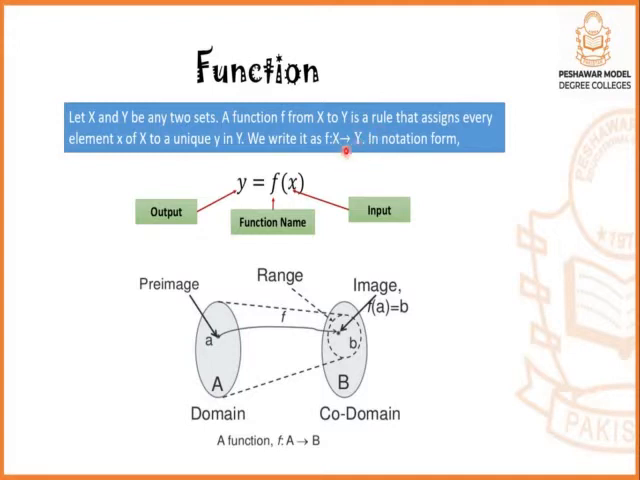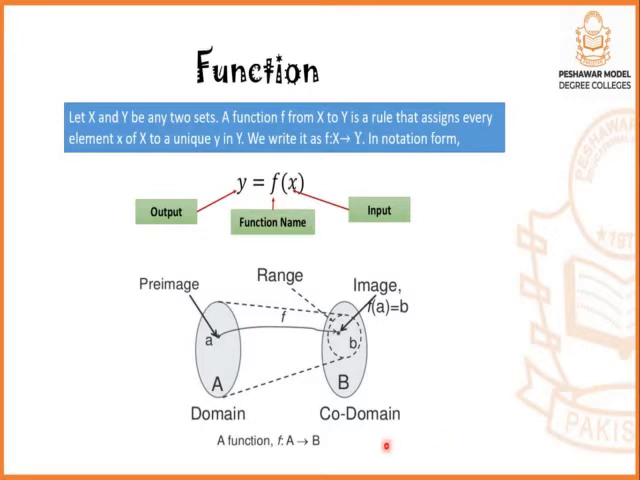So it can be written as f of x is equal to y or y is equal to f of x. If we give the value of x to function f, we get the value of y. So here x is an input and y is an output. F is the function name. It can be any other name like g, h, and we read it as f of x, not like f into x. This is f of x.